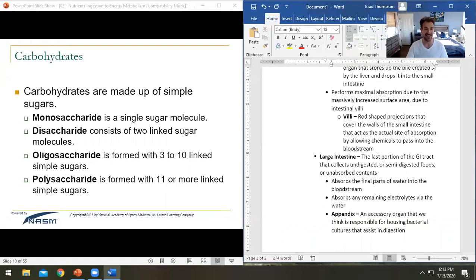Let's go ahead and take a look at our nutrients here. We've talked about how we absorb nutrients. Let's talk about what those nutrients are. We're going to go a little more in depth here, which is funny because we're about to go super in depth over the next couple of days. But carbohydrates. Carbohydrates are made up of simple sugars.